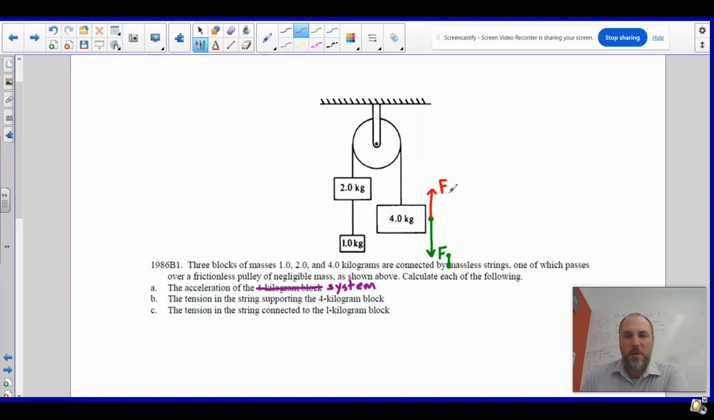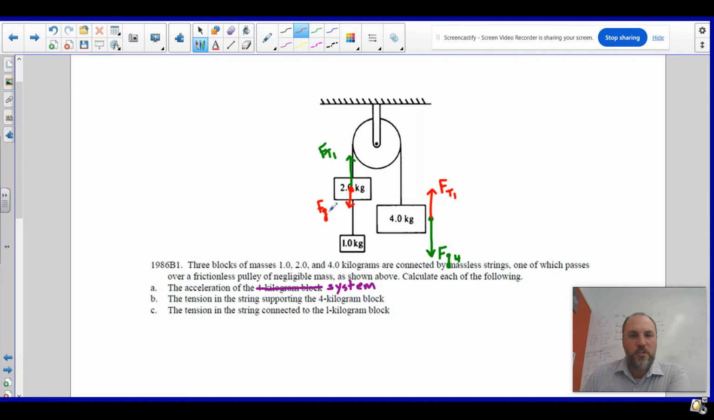So for the 4 kilogram object, I have a weight that I'm going to call FG4, and I have a tension in the string pulling against it. I'll call that FT1. If I continue to follow that string along, up over the pulley and down to the 2 kilogram, this same string is pulling with a force of T1, and it's in the direction that the system moves. And then, of course, I have downward the weight of the 2 kilogram.